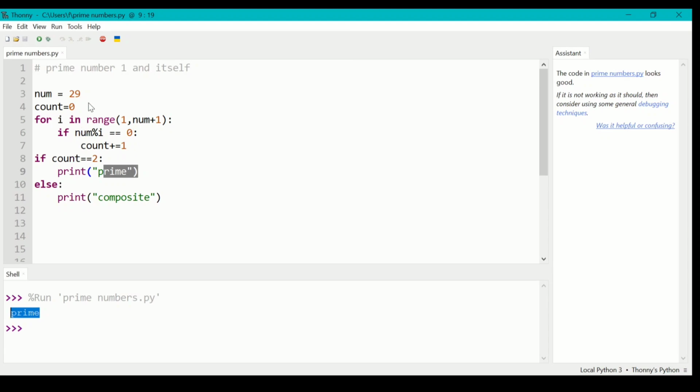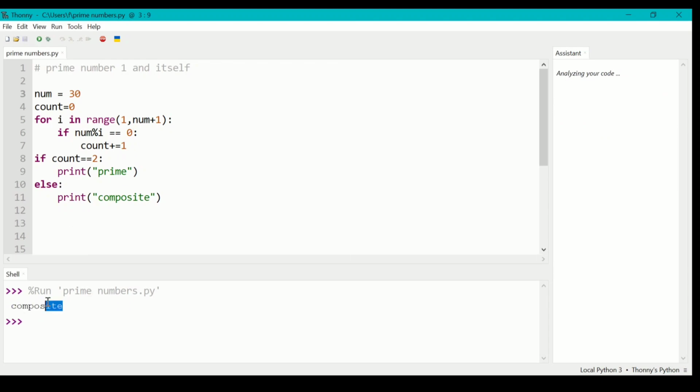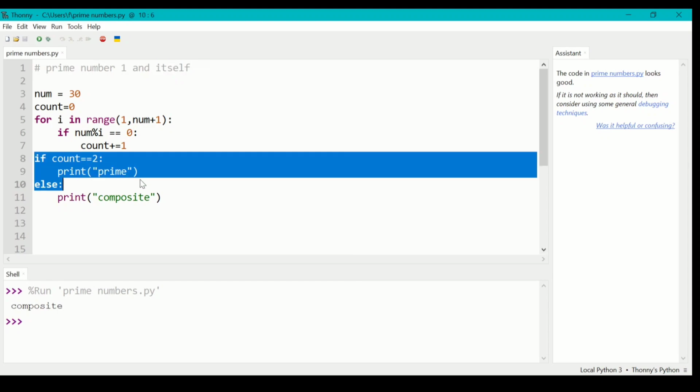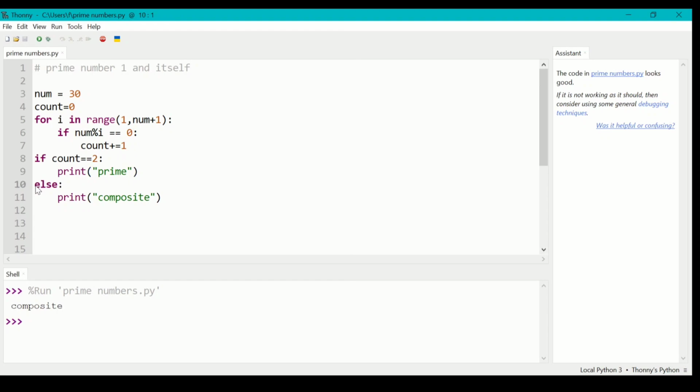Next, if I place 30 over here, it is a composite number. Why? As you see, this 30 can be divisible by 2, by 3, by 5, by 10. So it has more than two factors, so the count will not be equal to 2. This condition fails, and the interpreter goes to the else block and prints composite.